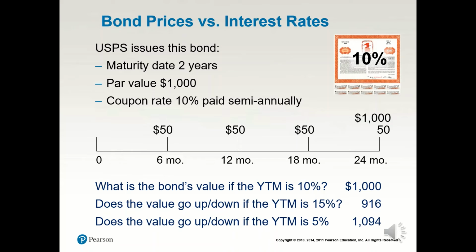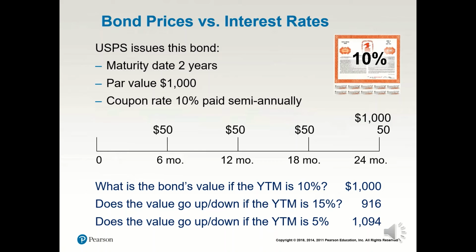If the market interest rates go up to 15% yield to maturity, the value of this 10% bond will go down to $916. The value of the bond with the yield to maturity of 15% is less than at 10%. If I can get a 15% bond, I won't pay a full $1,000 for a 10% bond. The demand for 10% bonds goes down along with its price. The bond is trading at a discount to par.